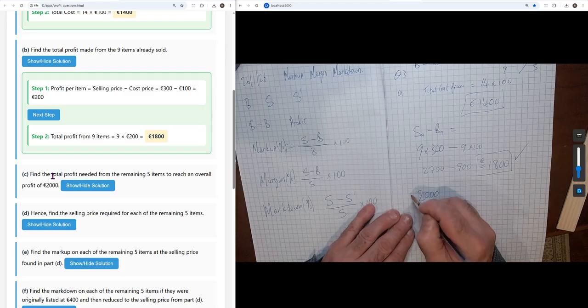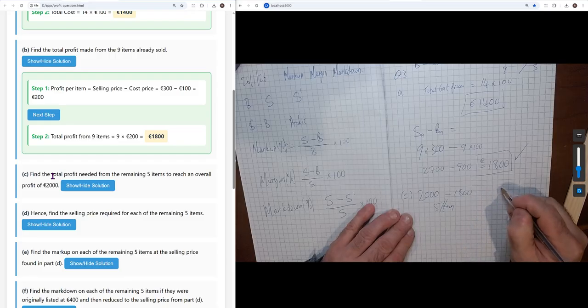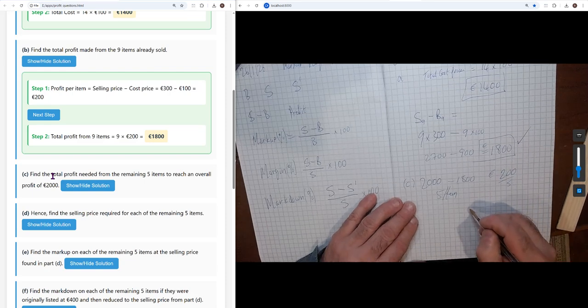What are we on now? Part C. 2000 minus 1800 with 5 items. So we need to make 200 euro from 5 items. Let's divide. We're just going to sell them for 40 euro. Does that make sense? No, it's profit we need to make.